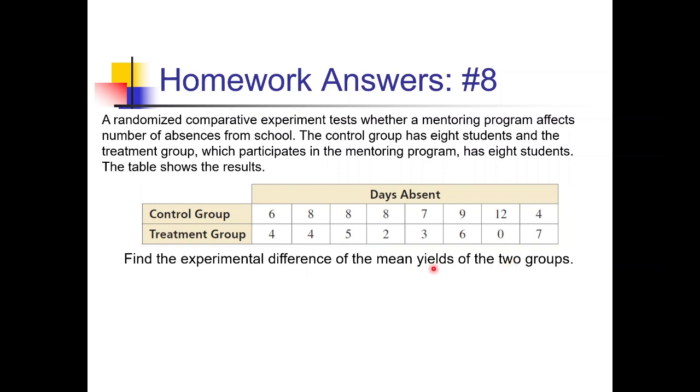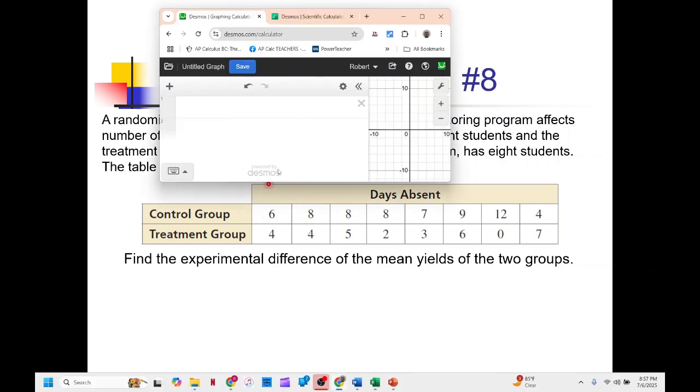So basically we just need to find the mean of the treatment group, the mean of the control group, and then subtract the control group mean from the treatment group mean. So we don't need to use a list in Desmos to do this, but I'll just show you the list just because it's kind of cool. Good to review that ability there.